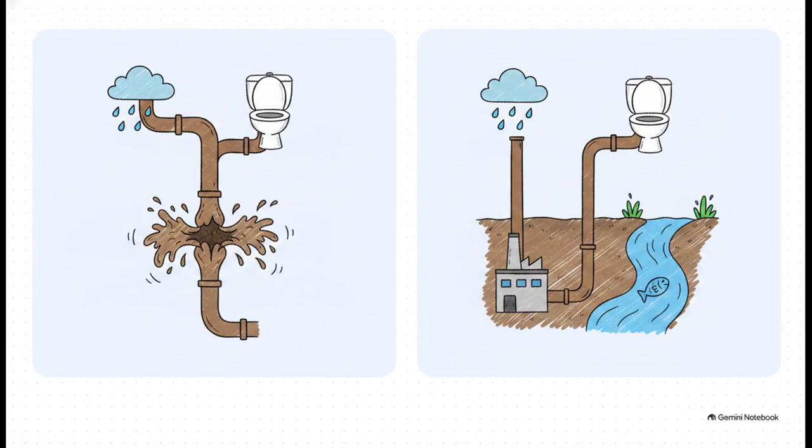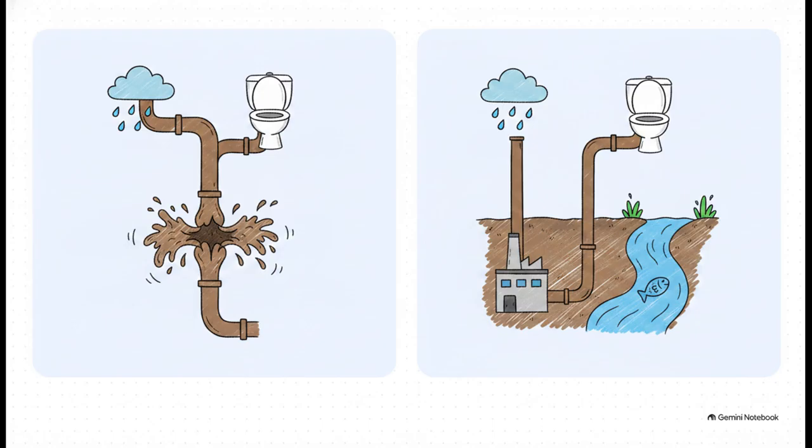Now, historically, cities used what's called a combined system. This basically meant the rainwater from a massive storm and the raw sewage from your bathroom went into the exact same underground pipe. The problem there? When it rains, the sheer volume of water is so massive that treating all of it becomes incredibly expensive. Or worse, the whole system just overflows into the streets.